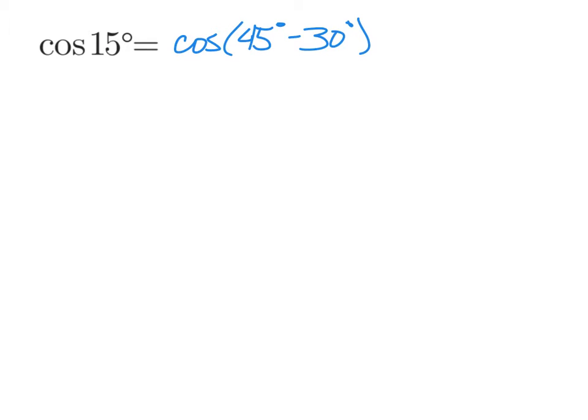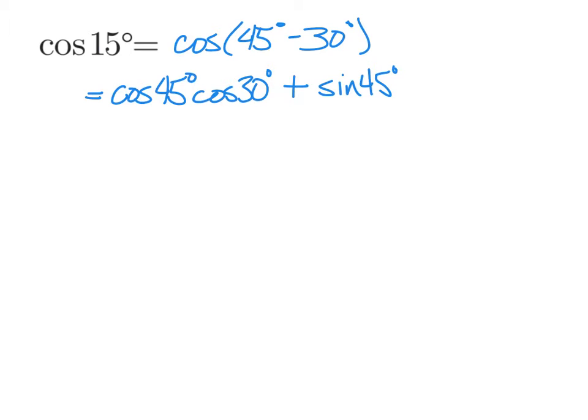Then we can use the identity, remembering that the difference identity is cosine cosine, so cosine 45 degrees times cosine of 30 degrees plus sine sine. So sine of 45 degrees, sine of 30 degrees. Then, since these are angles that we know about, we just plug in their values. For 45 degrees, the cosine is square root of 2 over 2. For 30 degrees, the cosine of 30 is square root of 3 over 2.